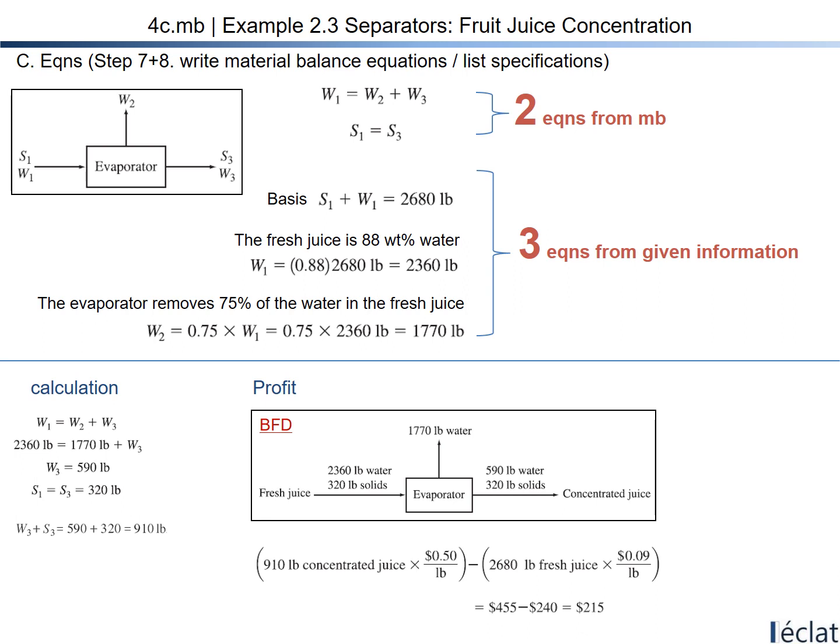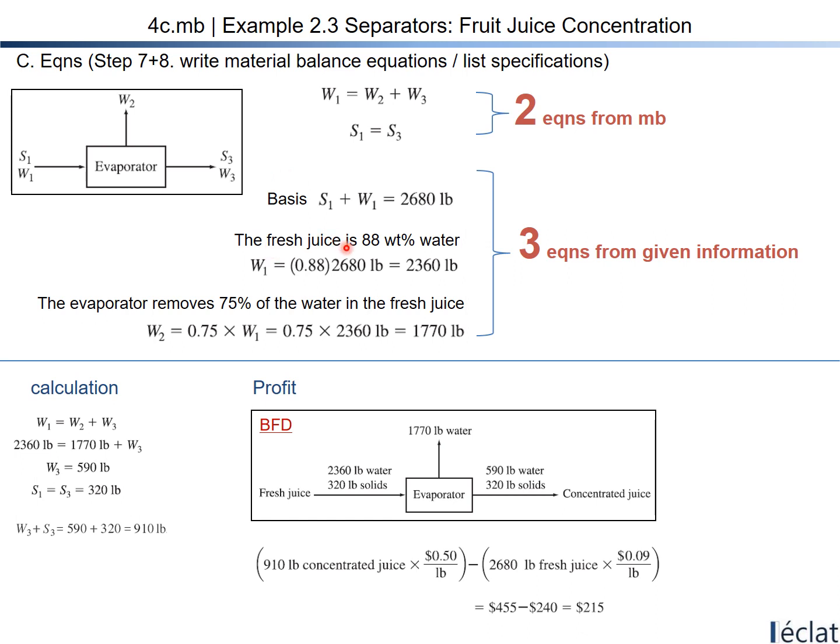Step C. Right now we have 5 unknowns and 2 mass balance equations, so we should find 3 more pieces of additional information or equations. Before getting more information, let me set up the material balance equations. We should have 2 different material balance equations, one for the water, one for the solid. So 1 input and 2 outputs. W1 is equal to W2 plus W3, and S1 is equal to S3. That's it. And the other thing, basis: 2680 pound fruit juice is introduced into the evaporator, so S1 plus W1 is equal to 2680 pound.